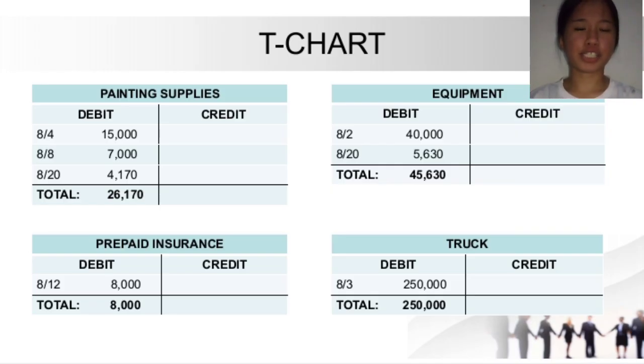So next is the truck account. On August 3, we see a debit of 250,000 pesos. This means the company purchased a truck worth 250,000 pesos. Since the truck account is an asset, the debit entry signifies an increase in the company assets, especially in transportation or delivery capacity. There are no credit entries in this account, so the truck hasn't been sold or disposed of yet. The total value remains at 250,000 pesos.